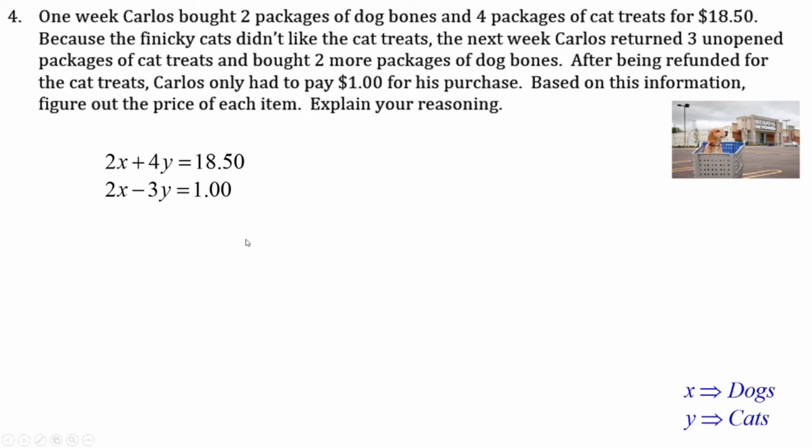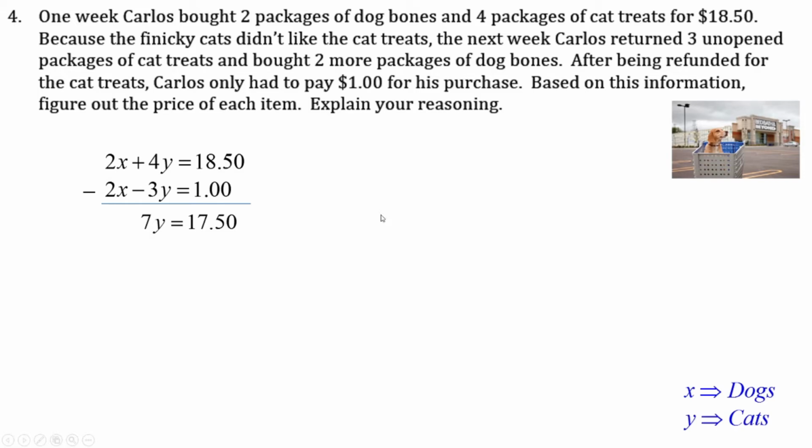Explain your reasoning. I like this one. We see the 2x right here and the 2x right there. How about if we just subtract those 2 equations? So our 2x's cancel. Equals, and now I have 4y, now be careful here, minus negative 3y. Well, 4y minus negative 3y would be 4y plus 3y, or 7y. And $18.50 minus $1 would be $17.50.